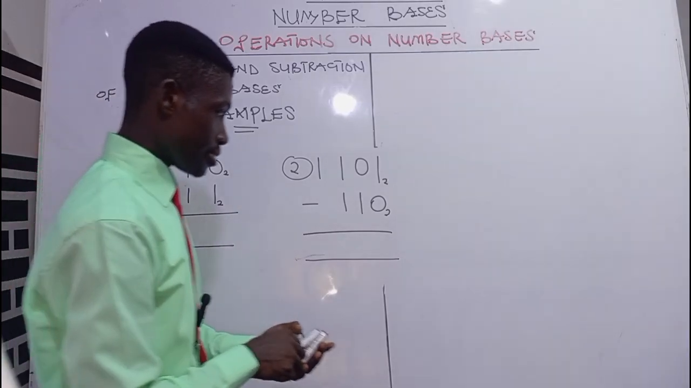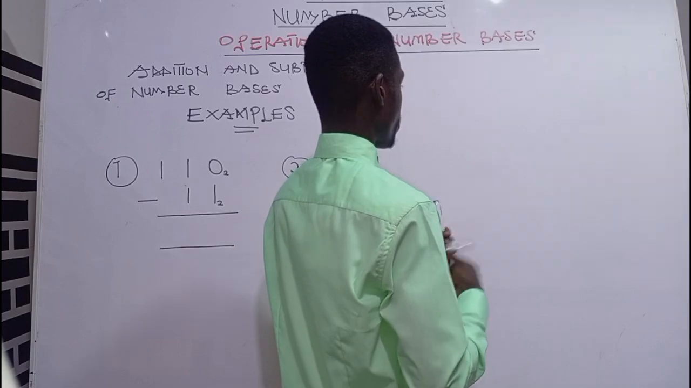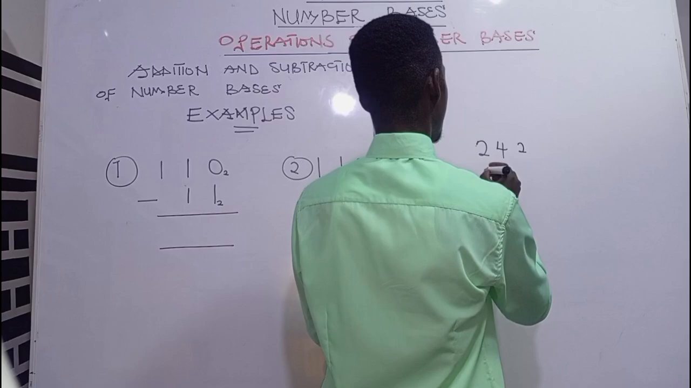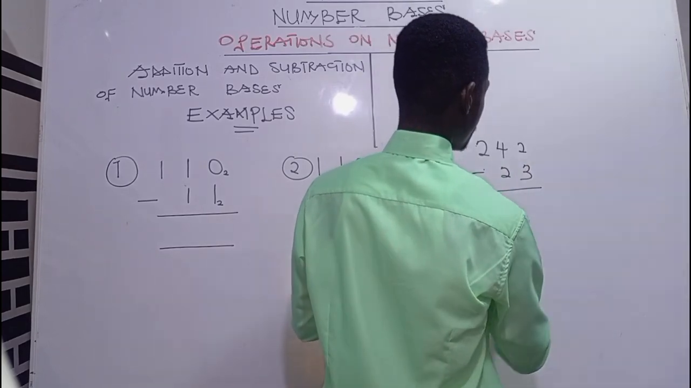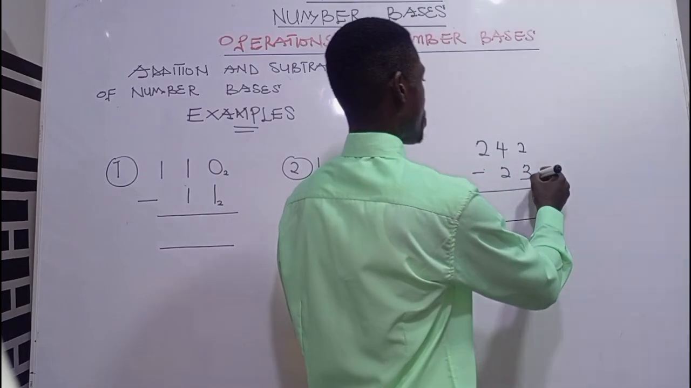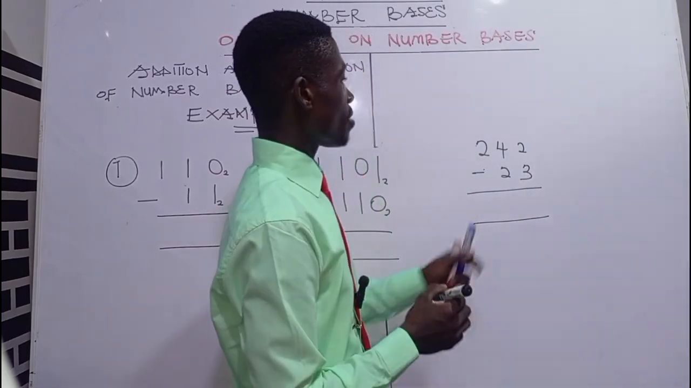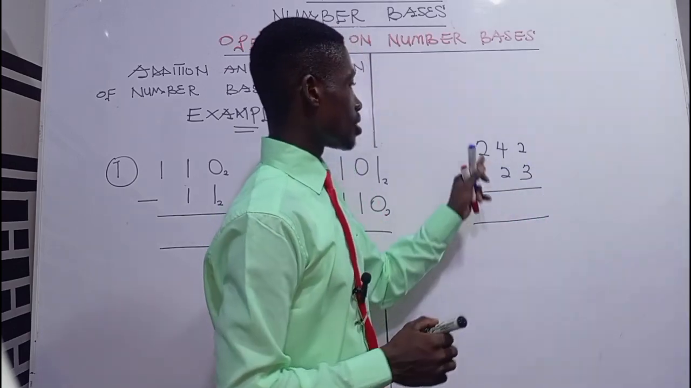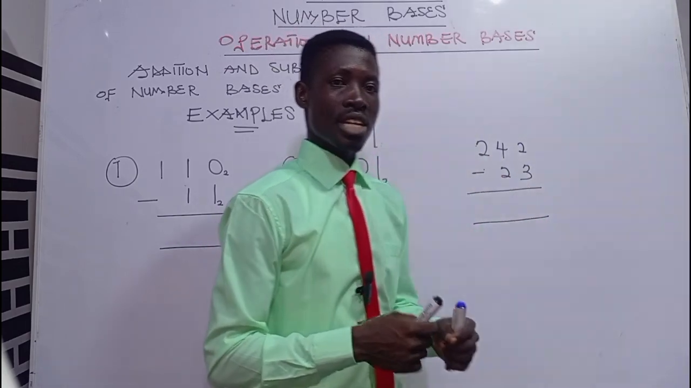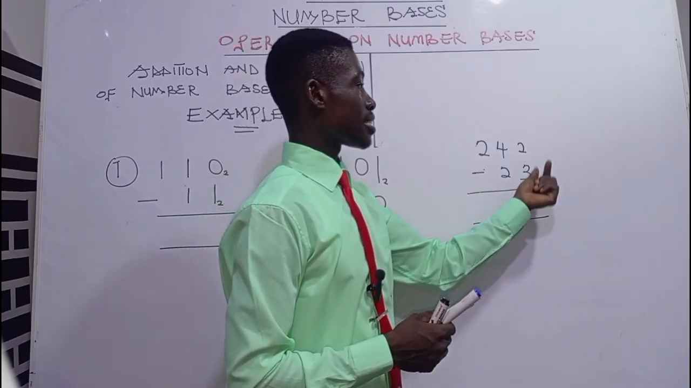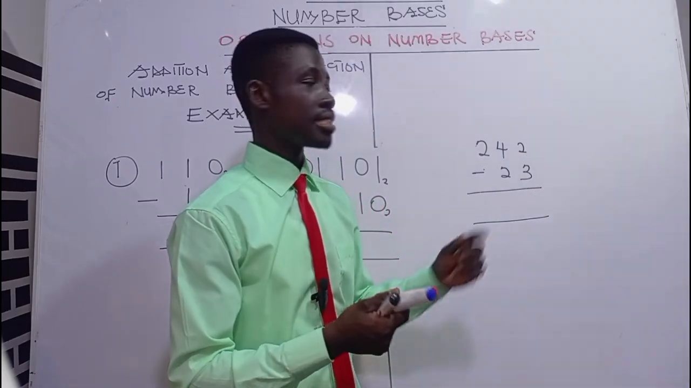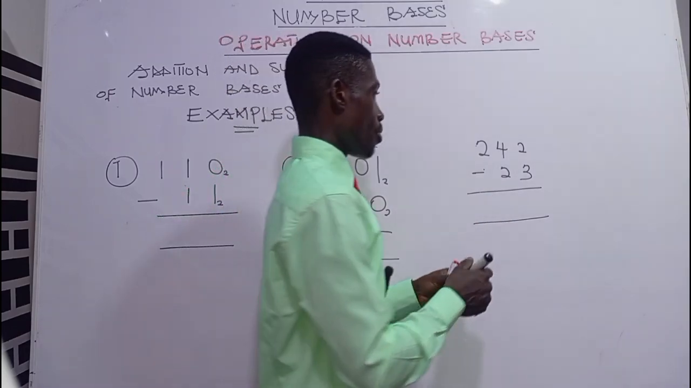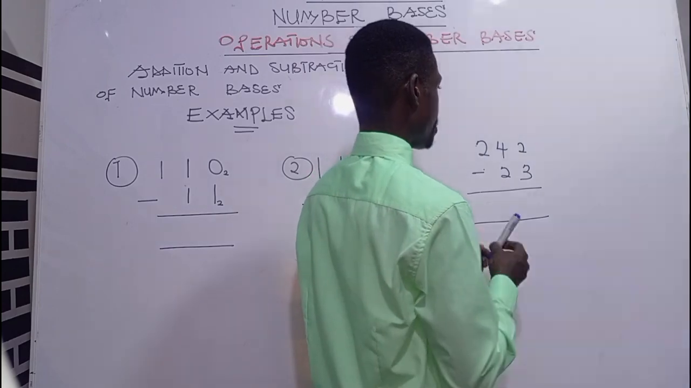So let's look at this. Let's take it that you have 242 minus 23. Now you realize that there is no base assigned to these numbers. So we assume that these numbers are in base what? 10. Good. So these numbers are assumed to be in base 10.